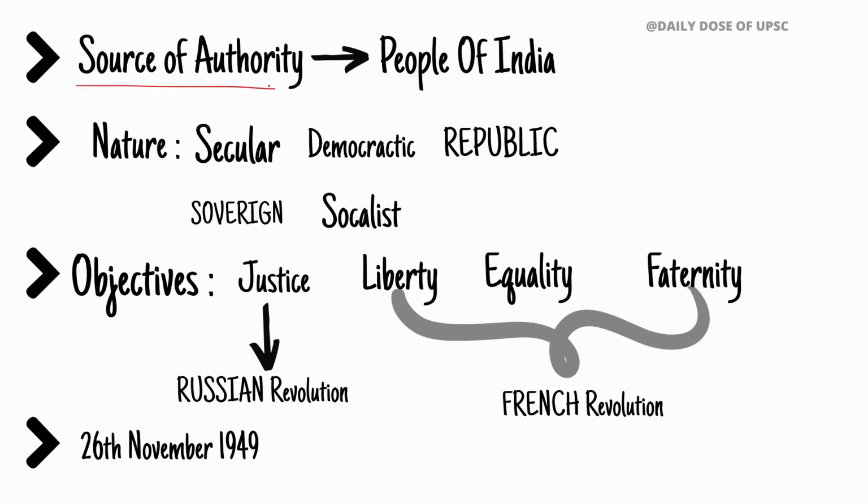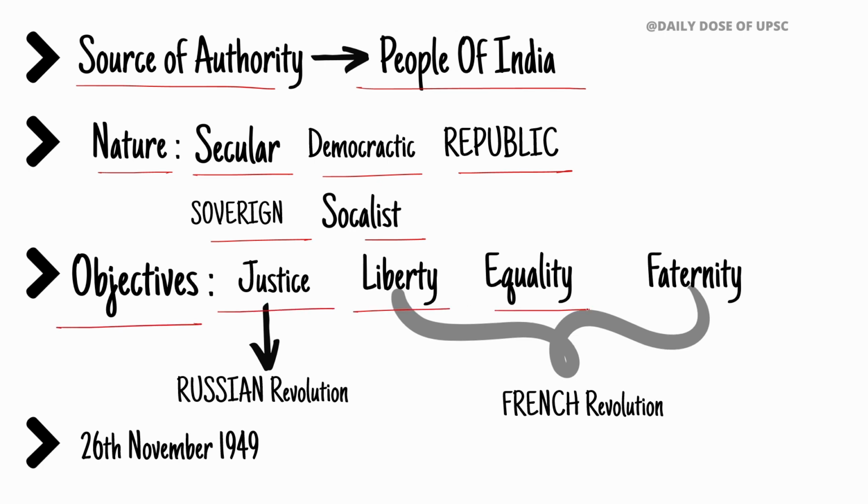Number 1, source of authority of the constitution. The preamble states that the constitution derives its authority from the people of India. Number 2, nature of the Indian state. The Indian state should be secular, democratic, republic, sovereign and socialist. Number 3, objectives of the constitution. Its objectives are justice, liberty, equality and fraternity.